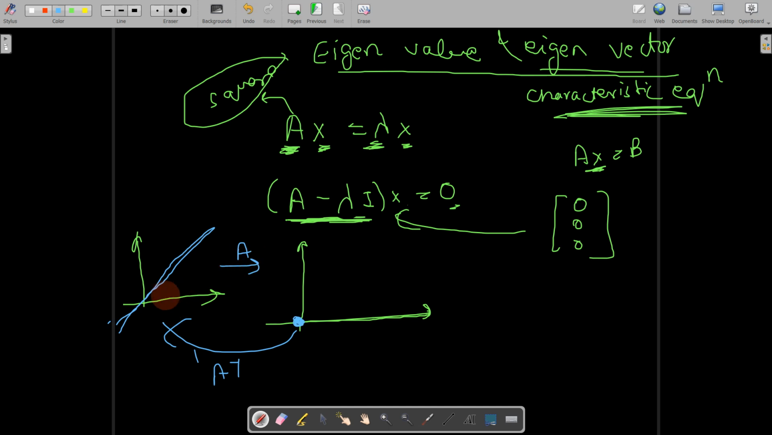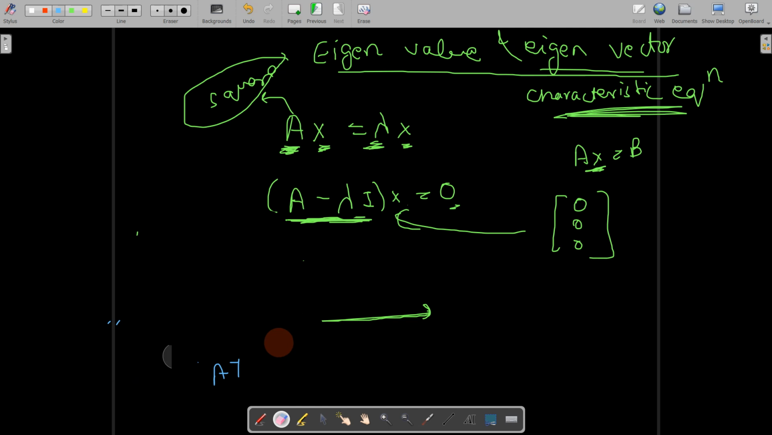Null space of A means, from the input coordinate system, which vectors after transformation by the A matrix become the 0 vector. So we want non-zero vectors which after transformation with A minus lambda I become 0. So how do we do that? We know that this x vector is not 0, then for A minus lambda I, the determinant of it has to be 0.